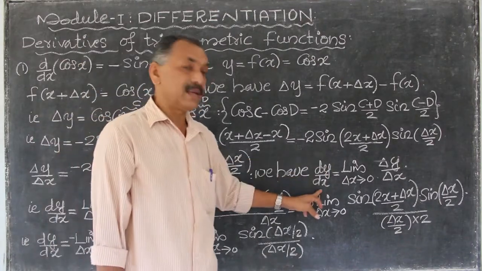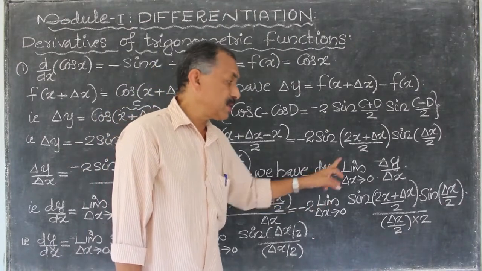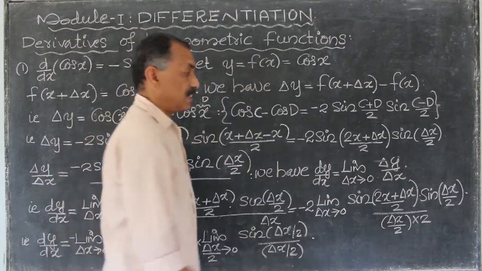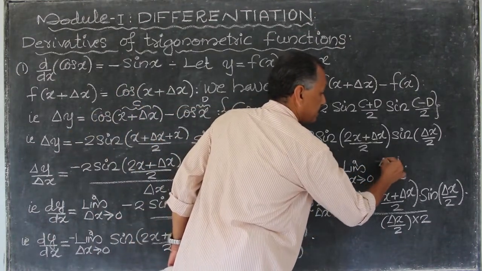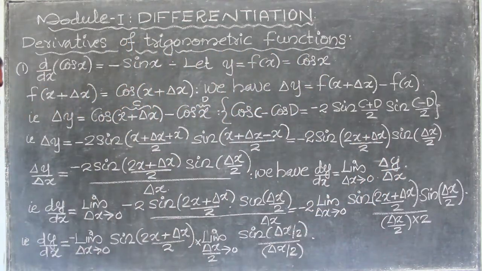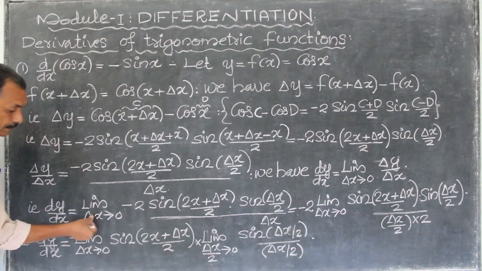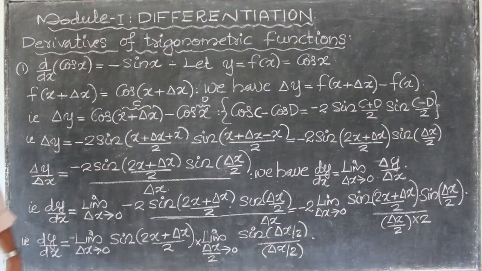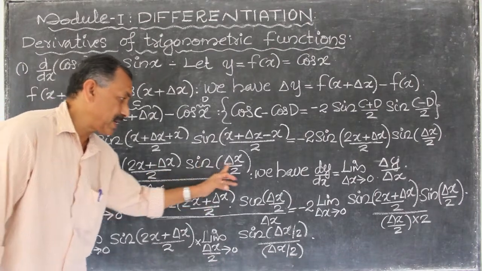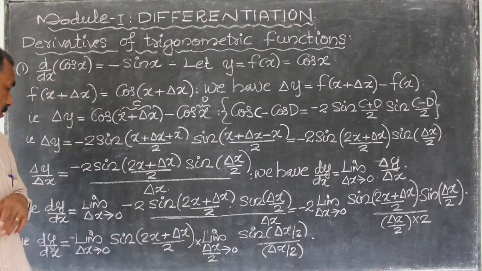We have dy by dx, the derivative of y is equal to cos x with respect to x. Dy by dx is equal to limit delta x tends to 0, delta y divided by delta x. That is dy by dx is equal to limit delta x tends to 0 of minus 2 sin of (2x plus delta x) by 2 into sin of delta x by 2, all divided by delta x.